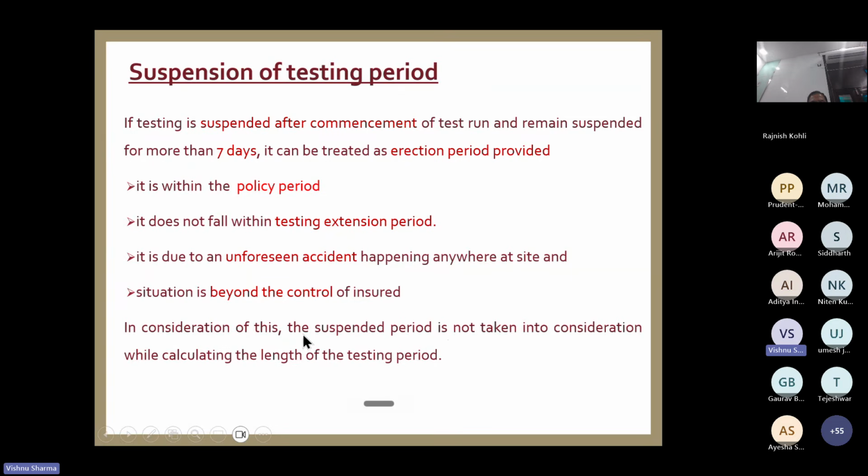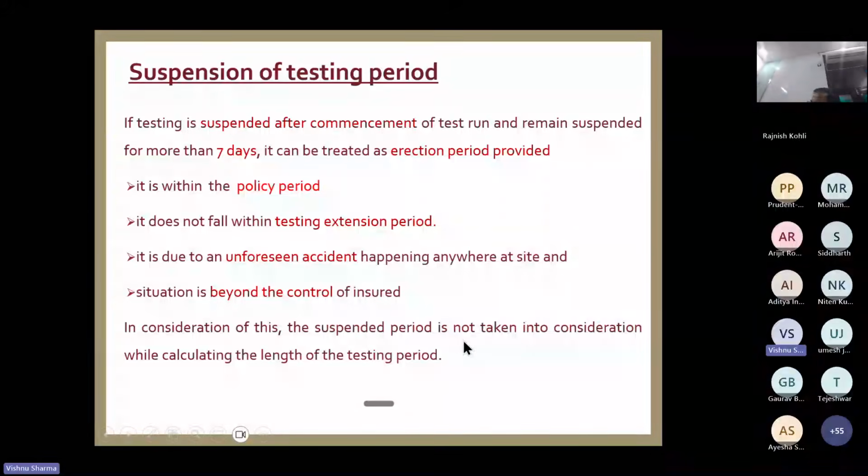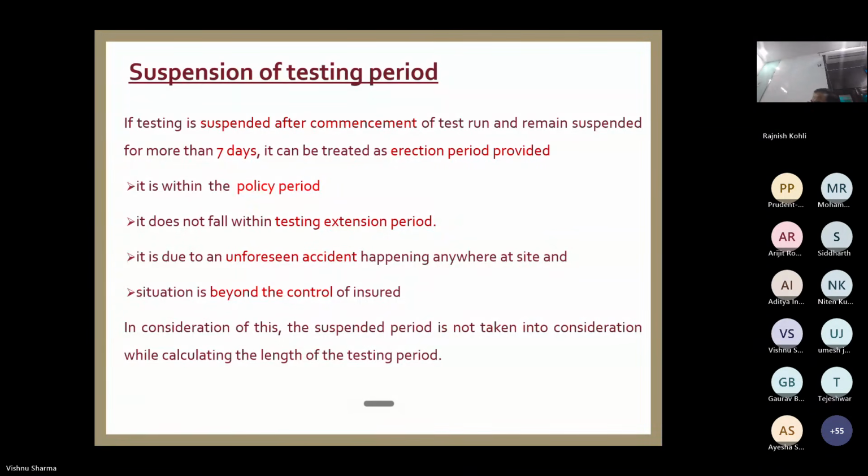If all these conditions are fulfilled, then your erection period of 10 days, 15 days, 20 days suspension will not be treated as testing period. इसको हटा देंगे. In consideration of this, suspension period is not taken into consideration while calculating the length of testing period. Simple. Is it clear? Suspension. Nowadays, this clause is not taken, but you should know. It is very uncommon. कोई नहीं देता इसको suspension वाला. होता भी नहीं है. Many times it does not happen.